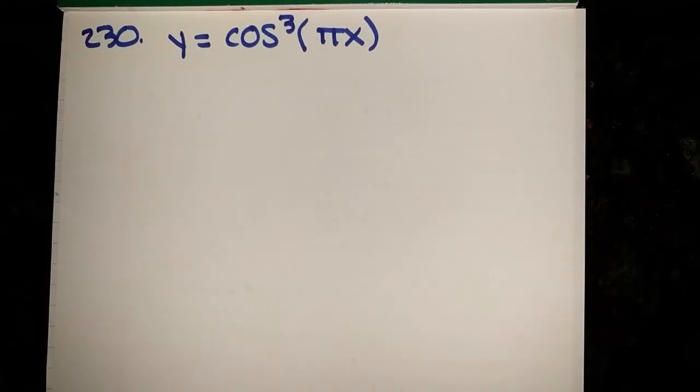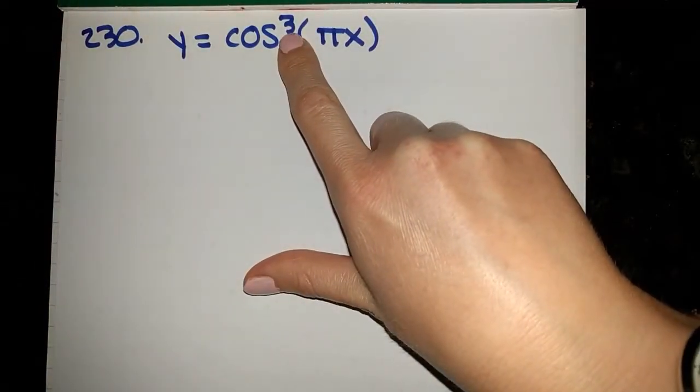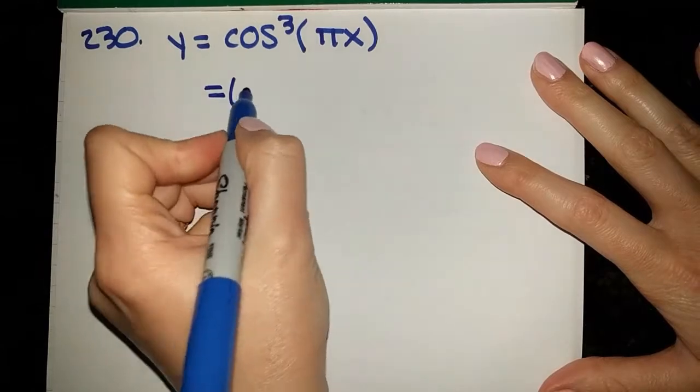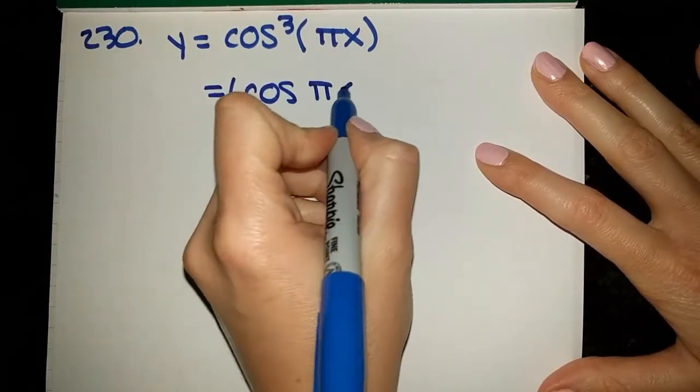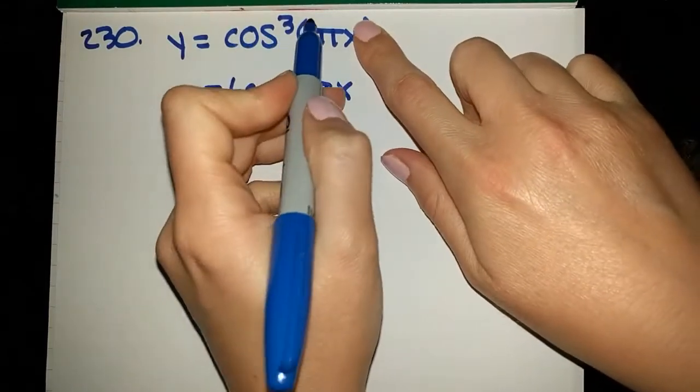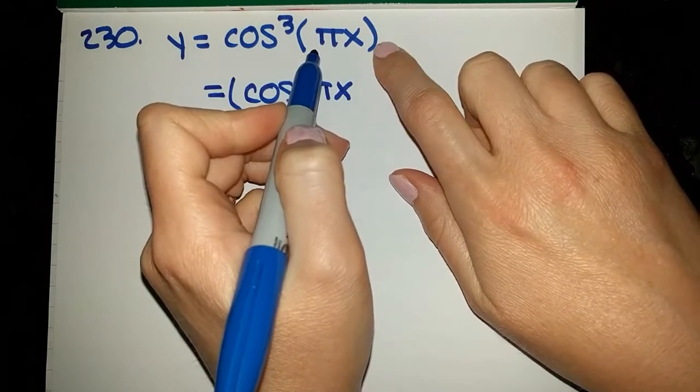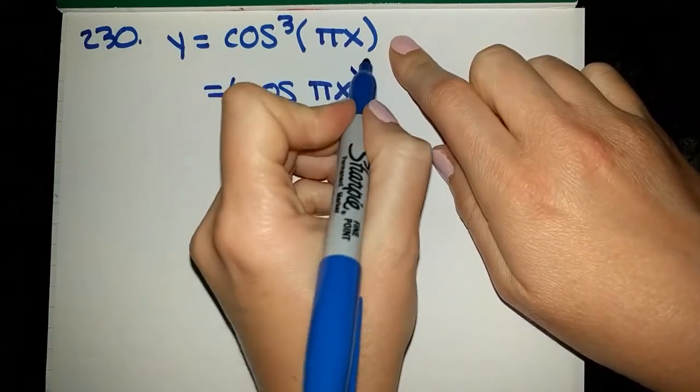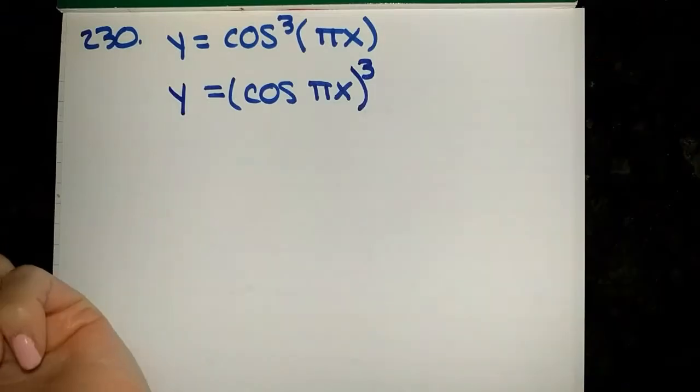So here the first thing we notice is that we have a trig function raised to an exponent. So I always like to rewrite that as what it actually is. We have cosine pi x. Remember, whether we have parentheses around one term for the argument does not matter. And then raised to the third power. So that is our y.